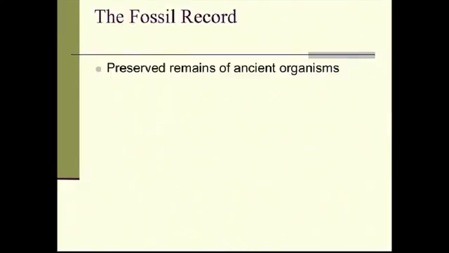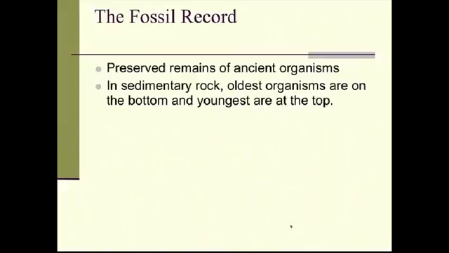So the first item that shows support and evidence for evolution, both Darwin and Lamarck talked about in their theories of evolution, and that was the fossil record. We have these impressions of past organisms from millions of years ago. They are the preserved remains of ancient organisms. They are found in layers of sedimentary rock.